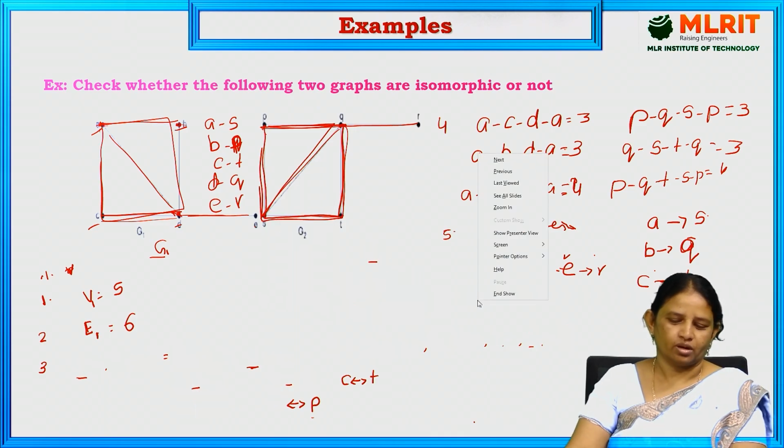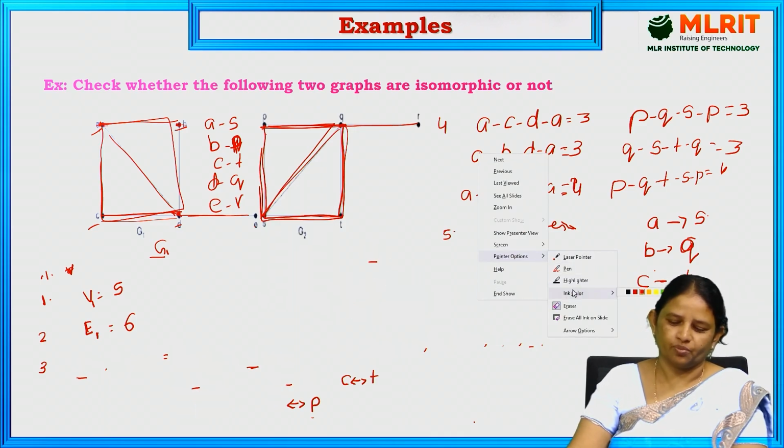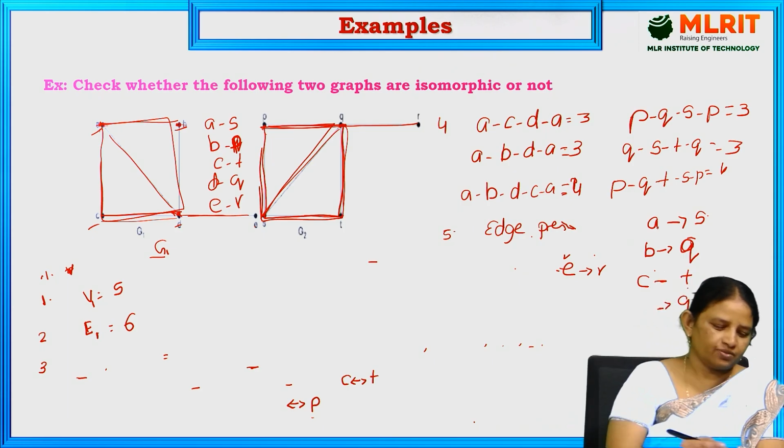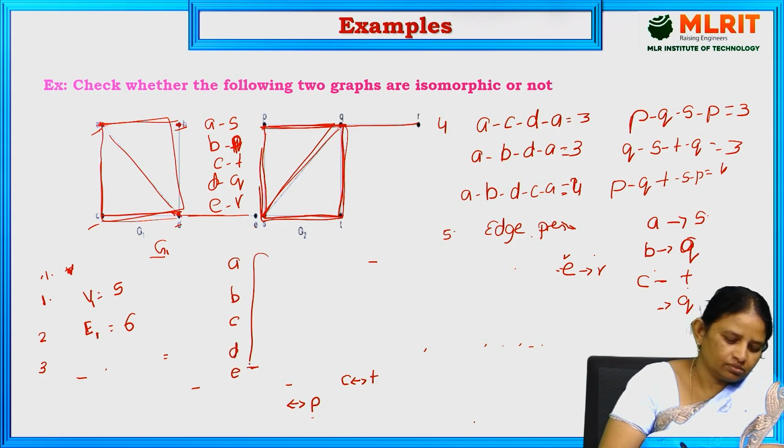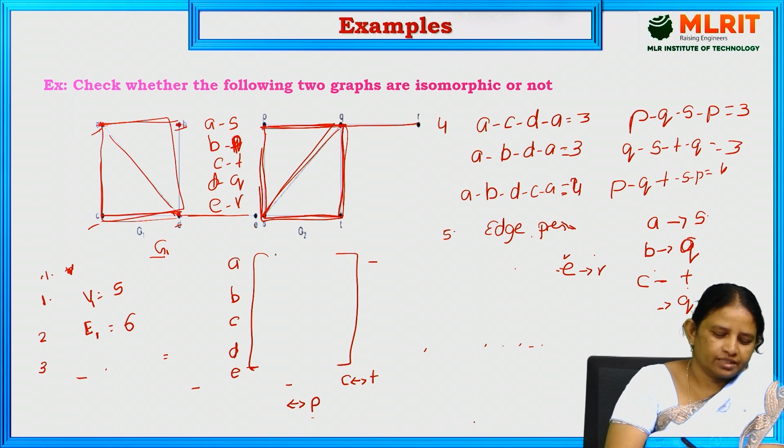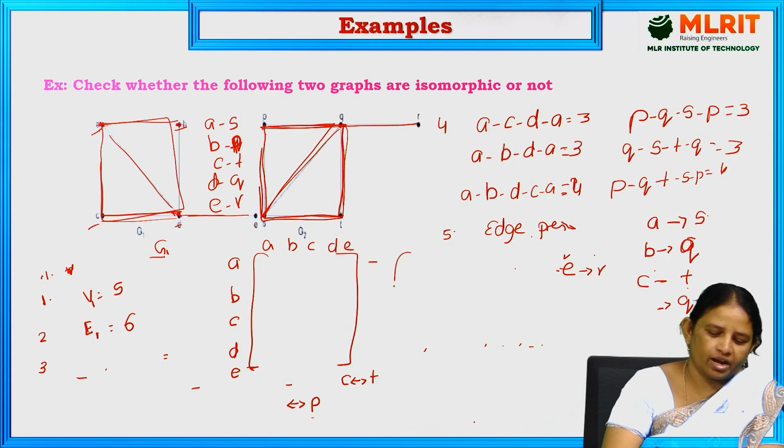Now we need to draw the adjacency matrix for both graphs. If the adjacency matrix is the same for both graphs, then we can say that the two graphs are isomorphic. A, B, C, D, E. But what are the corresponding equal matrices for G1, G2? That is A is S, B is P, C is T, D is Q, E is R.